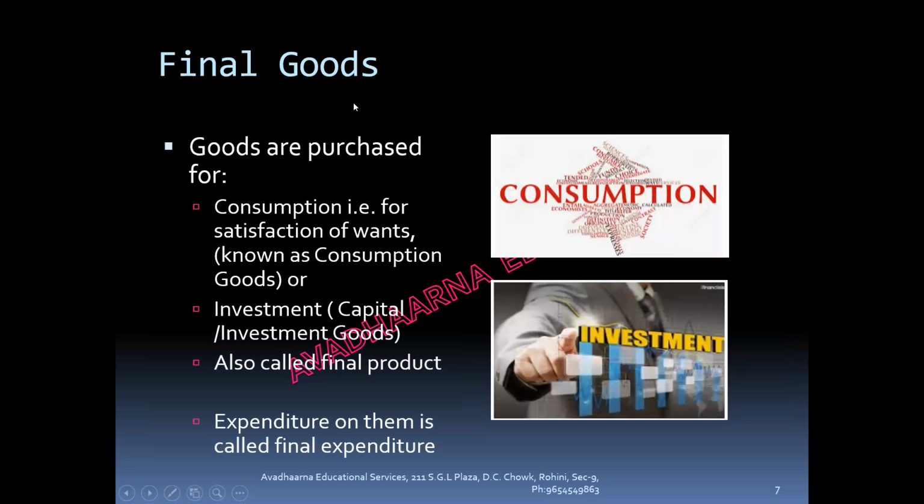Now final goods are the goods which are purchased either for consumption by the household for the satisfaction of want, and such goods are known as consumption goods, or final goods are being purchased for investment. Investment means capital or investment goods, and these are called final goods because they are ultimately used for final consumption. So expenditure on them is called final expenditure, and that is why they are termed as final goods.